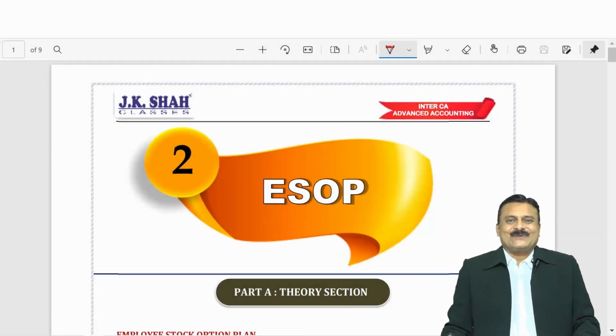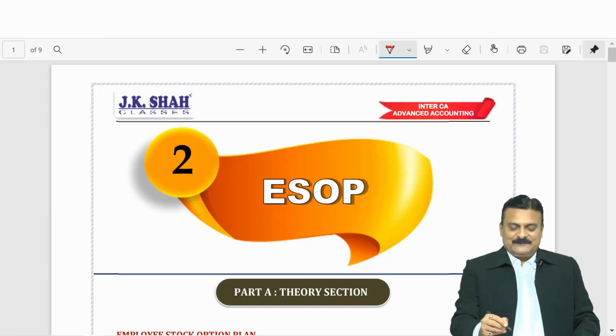Students, we start today with revision for ESOP, Advanced Accounts, a chapter carrying weightage of around 6 marks, approximately 6 to 10 marks, depending upon the length of the question.